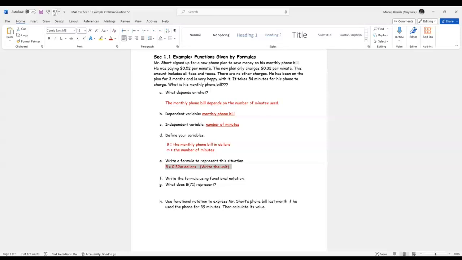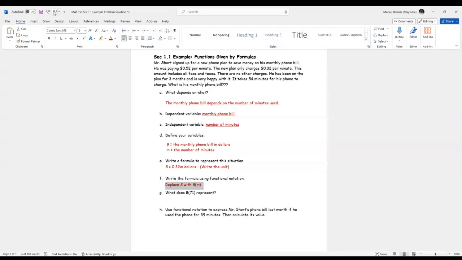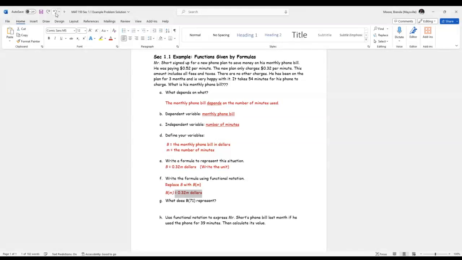Now I'm going to take that same formula and write it using functional notation. The only thing I change in my formula is that B. I change that B to B of M. B of the independent variable. The independent variable goes in the parentheses, that's M. That's notation. So the equation stays the same, it's just that I replace that B with B of M.